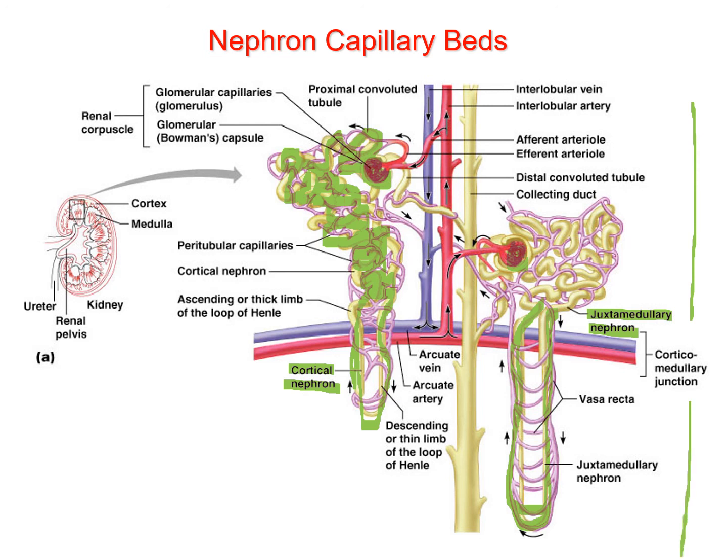So it's a juxtamedullary nephron, which means close to the medulla. And it also has a much longer loop of Henle that dips down much deeper into the medulla. Juxtamedullary nephron. Okay.